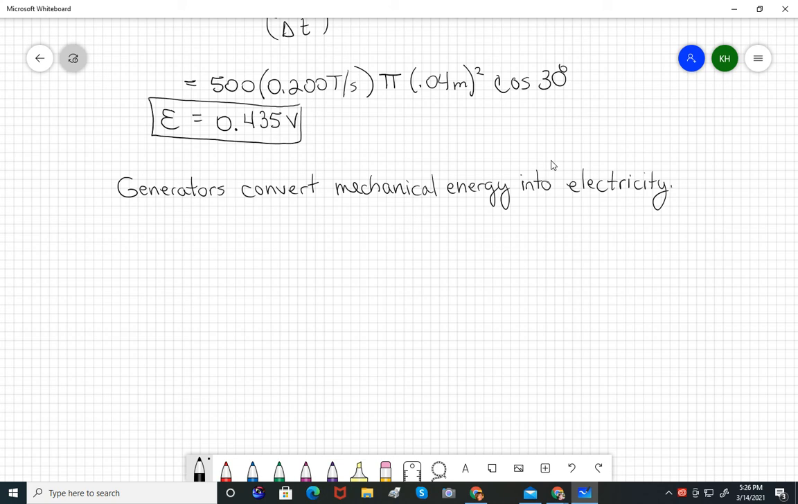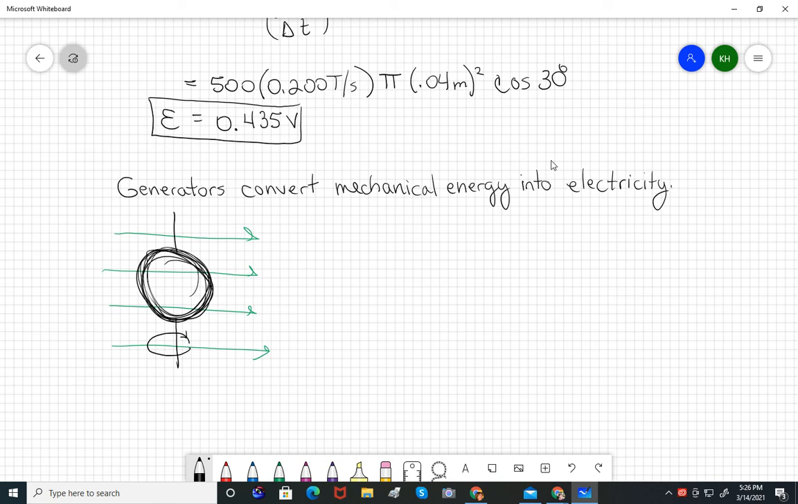Most of the time, what you're going to have when you have a generator is some type of uniform magnetic field. This magnetic field can be supplied usually by some electromagnets. And in that magnetic field, maybe you have a huge coil of wire, lots and lots of turns. This thing rotates, and by spinning continuously, the amount of flux going through it is continuously changing.